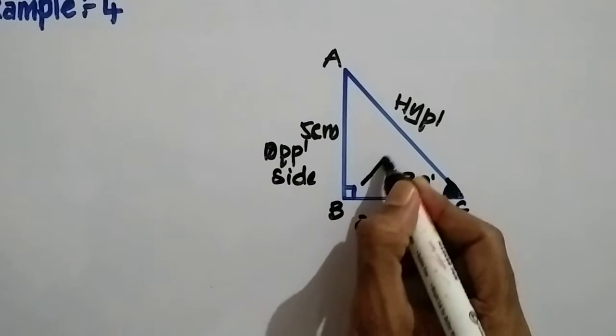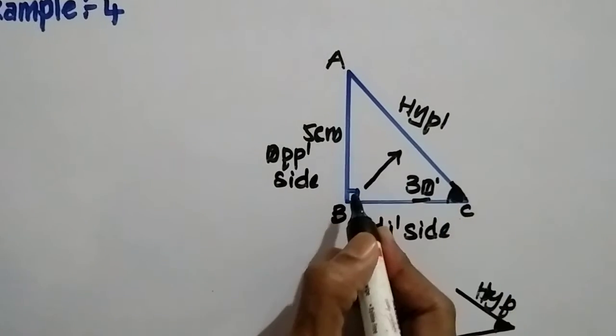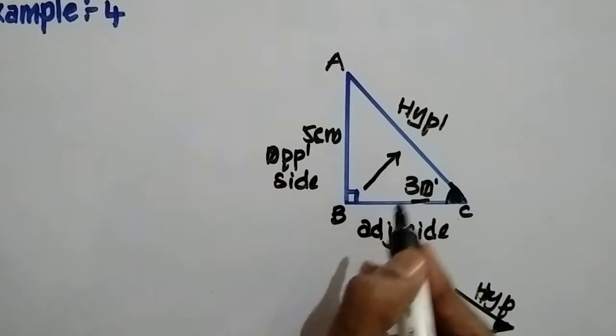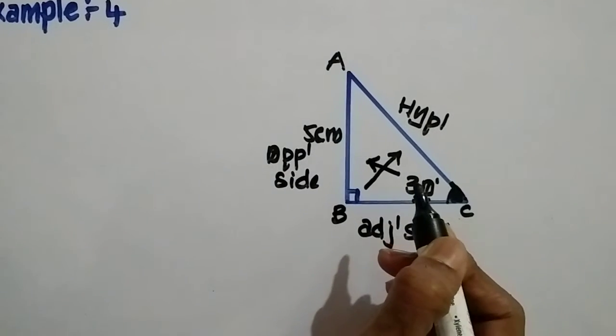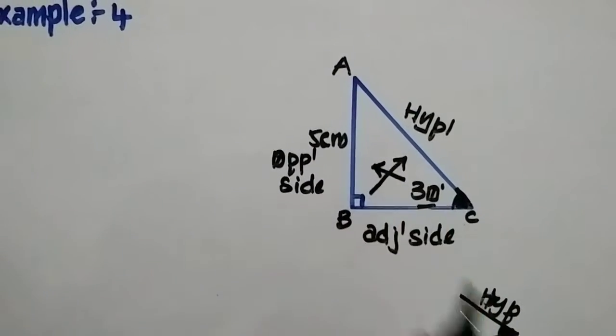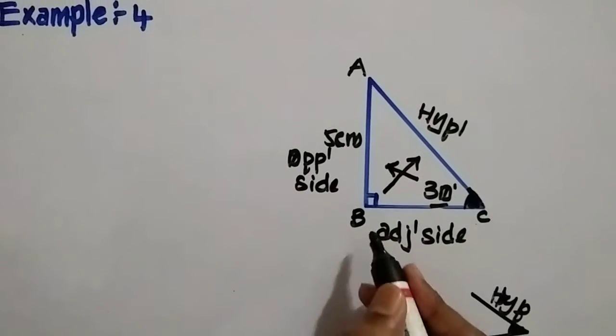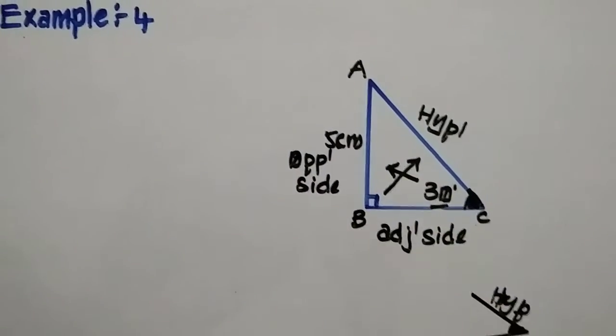The side opposite to the 90 degrees right angle is the hypotenuse. The side opposite to this angle is called the opposite side, okay. If you get confused, you draw this arc and you can find. Now we should find the adjacent side as well as the hypotenuse.